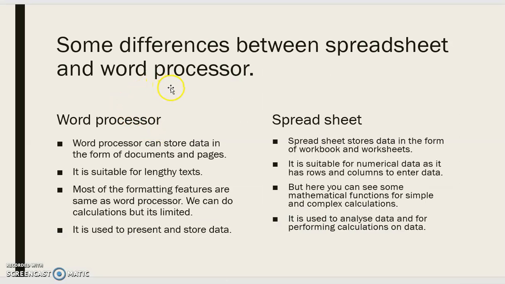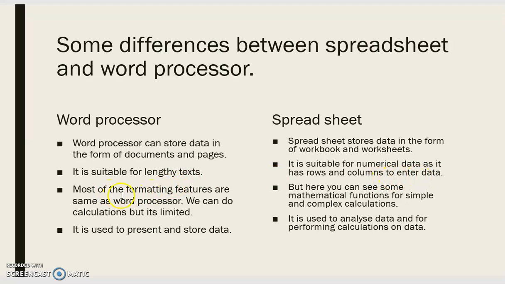Some differences between spreadsheet and word processor. We are using a word processor many times to enter data, to present our data. We use PowerPoint. Then why do we use a spreadsheet? There are some different features. A word processor can store data in the form of documents and pages, whereas a spreadsheet stores data in the form of workbooks and worksheets. A word processor is suitable for lengthy text. A spreadsheet is suitable for numerical data as it has rows and columns to enter data.